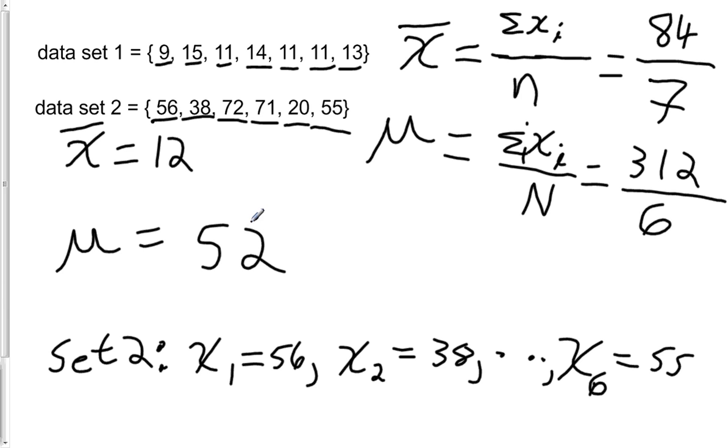The only distinction between calling it x bar or calling it mu is whether the initial raw data represents a sample, in which case we're using lowercase n for the size of the data set, or whether it's a population, in which case we're using uppercase N for the data set. All right.